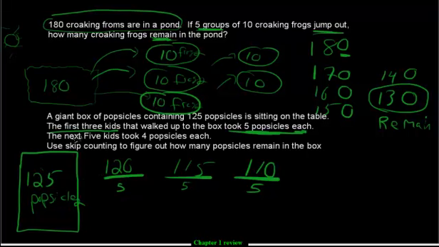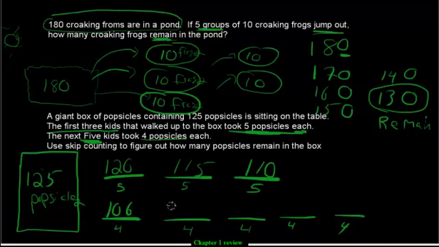The next 5 kids, so we're going to go 1, 2, 3, 4, 5 kids, they took 4 popsicles each. So this kid took 4, this kid took 4, 4, 4, and 4. So how many are going to be left after this kid took 4? Well, we had 110 left over here, right? Then there's going to be 4 less, so 106. And then 102, and then 98, 94, and 90. So after these kids are all done, there's going to be 90 popsicles left in the box.